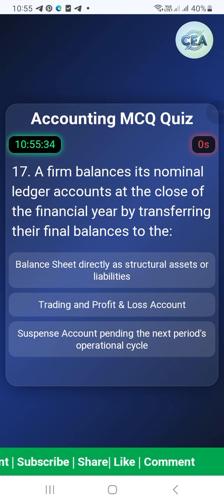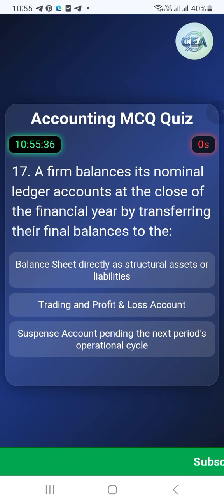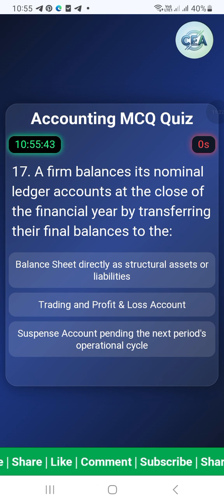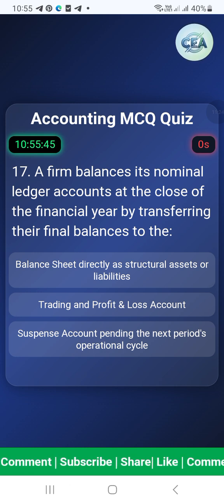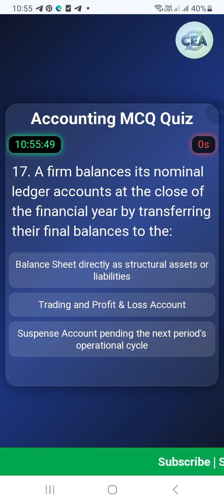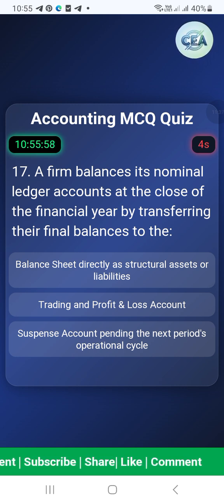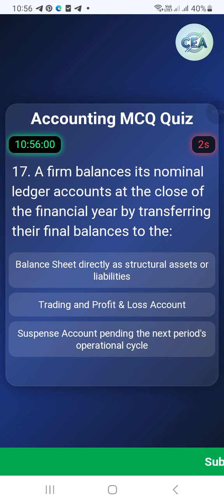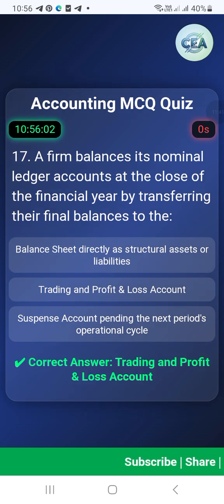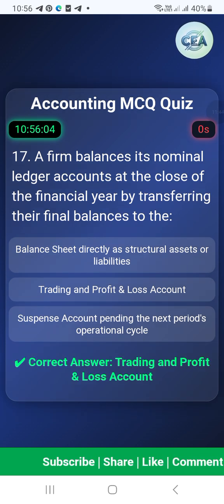17. A firm balances its nominal ledger accounts at the close of the financial year by transferring their final balances to the: Option 1. Balance sheet directly as structural assets or liabilities. Option 2. Trading and profit and loss account. Option 3. Suspense account pending the next period's operational cycle. Correct answer is trading and profit and loss account.